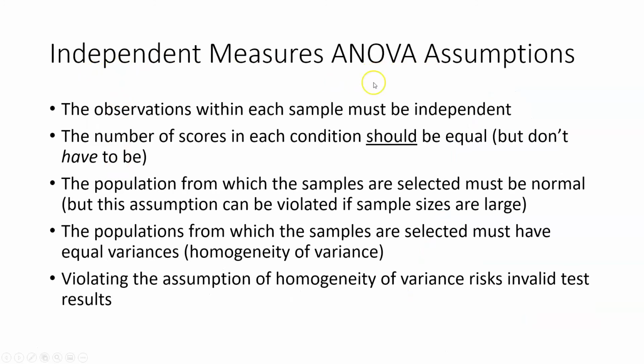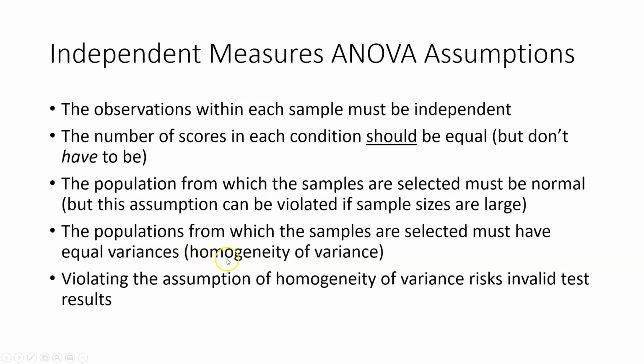There are some assumptions associated with the independent measures ANOVA. Those include the observations within each sample have to be independent. The number of scores in each condition should be equal, but they don't have to be. The population from which the samples are selected must be normal, but we sometimes violate this assumption if the sample sizes are large, like greater than 30. It's usually okay.